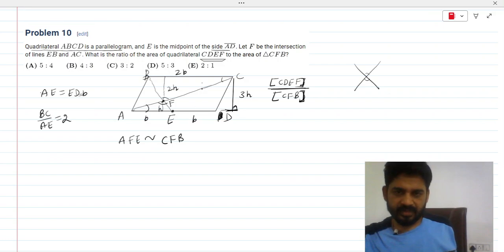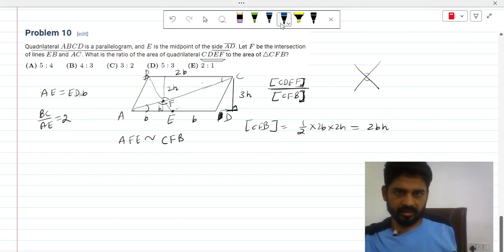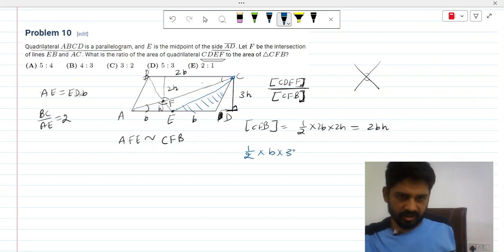Okay, good. Now you can write the area of this triangle CFB. So the area of CFB will become what? Half base multiply height, so it becomes 2bh. And for this area you can join this line, you can use different colors here. After joining this line you can write this area very easily. This area will become half base multiply height, so it becomes 3bh by 2.